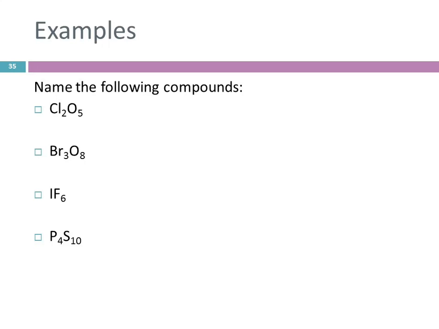Here we've got Cl2O5. So there's two of the first element. The prefix is di, and the name of this element is chlorine. So it's dichlorine. Those go together, dichlorine as one word. Then we leave a space, and what's the prefix for 5? Penta. Pentaoxide.